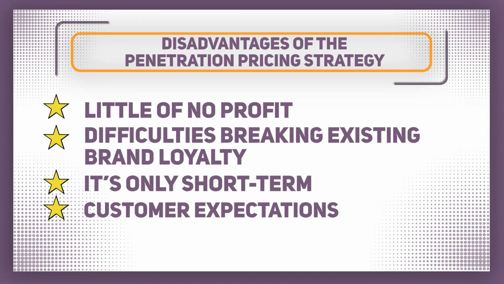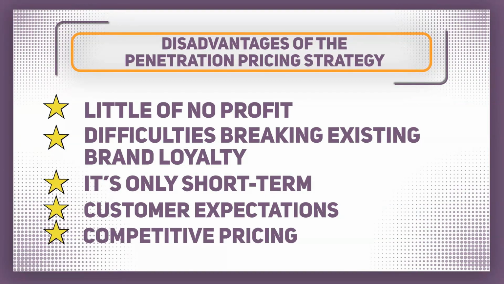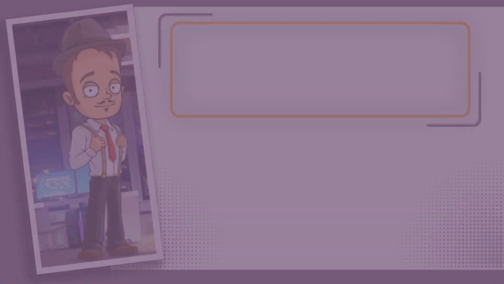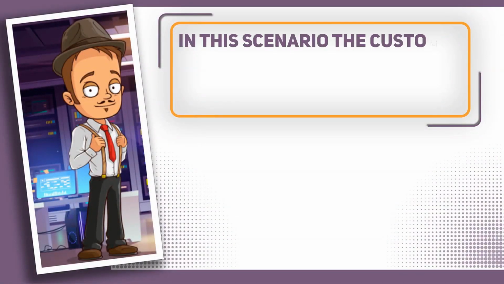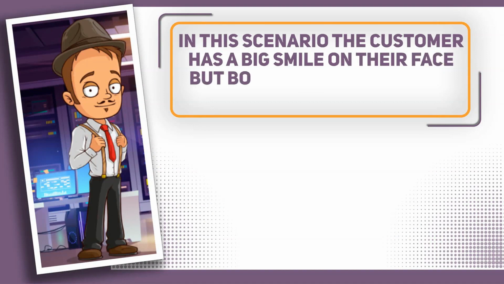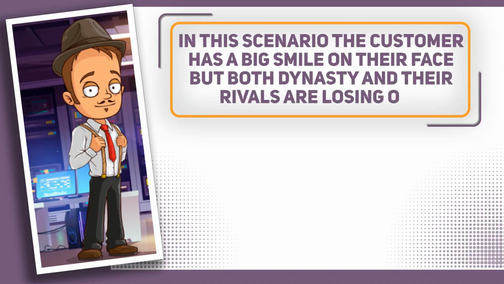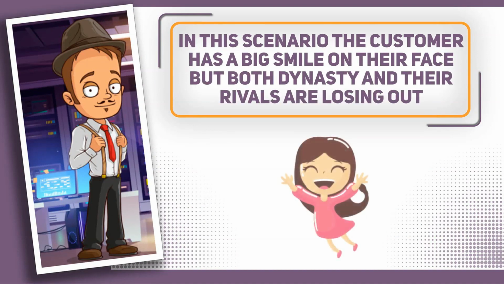The final disadvantage that we will consider is there's also a real risk that if they sell at such a low price, the established competitors like Virgin and BT might do the same thing to hang on to their market share. Tim may choose to lower Dynasty's prices even further, but again, Virgin and BT may match this. In this scenario, the customer has a big smile on their face, but both Dynasty and their rivals are losing out and dealing with shrinking profit margins.